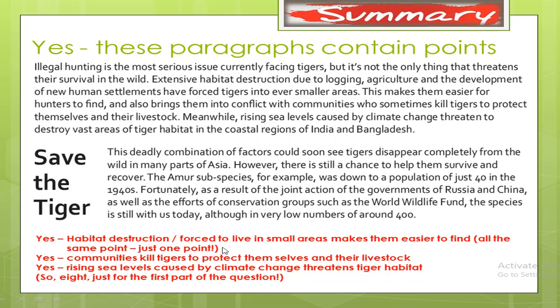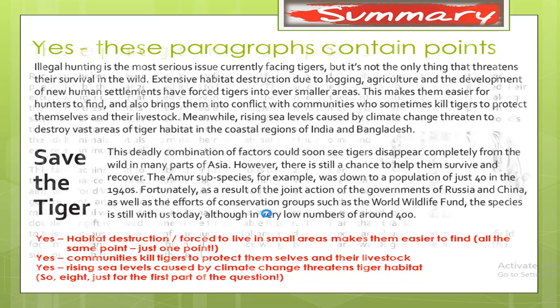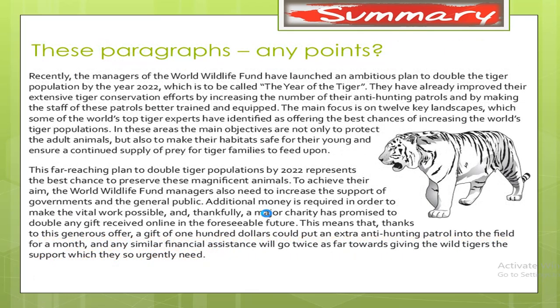So we have already got around eight points for the first part. We have only crossed the first half of the first part. Still, one more point is remaining. Let's think about that point also. So we can move on to the next part of the question, that is what are the steps taken by the World Wildlife Fund for the conservation of the tigers that are going extinct.